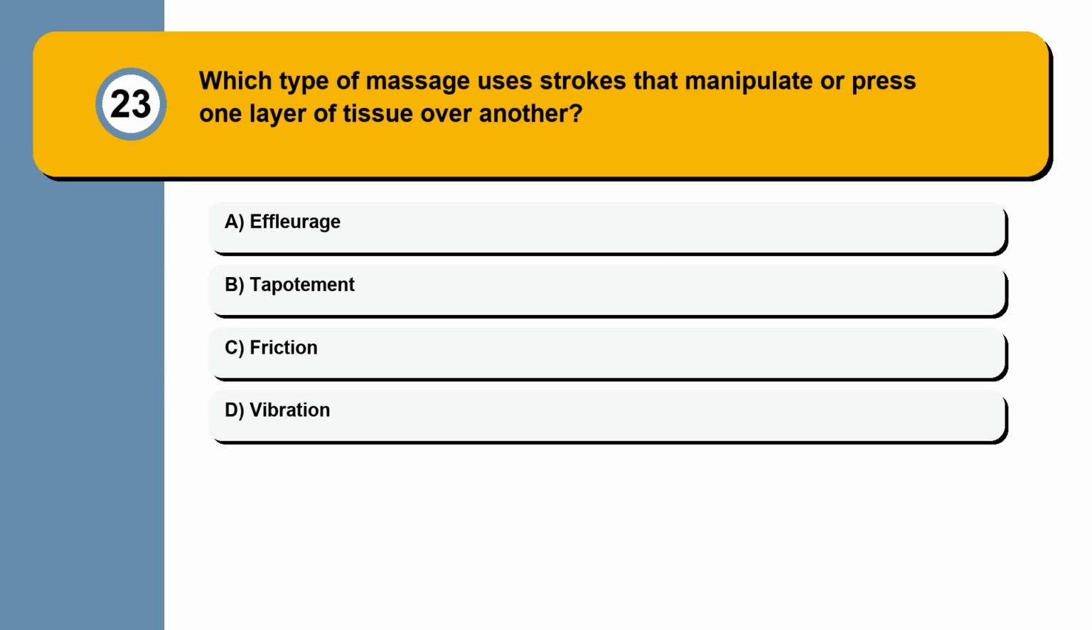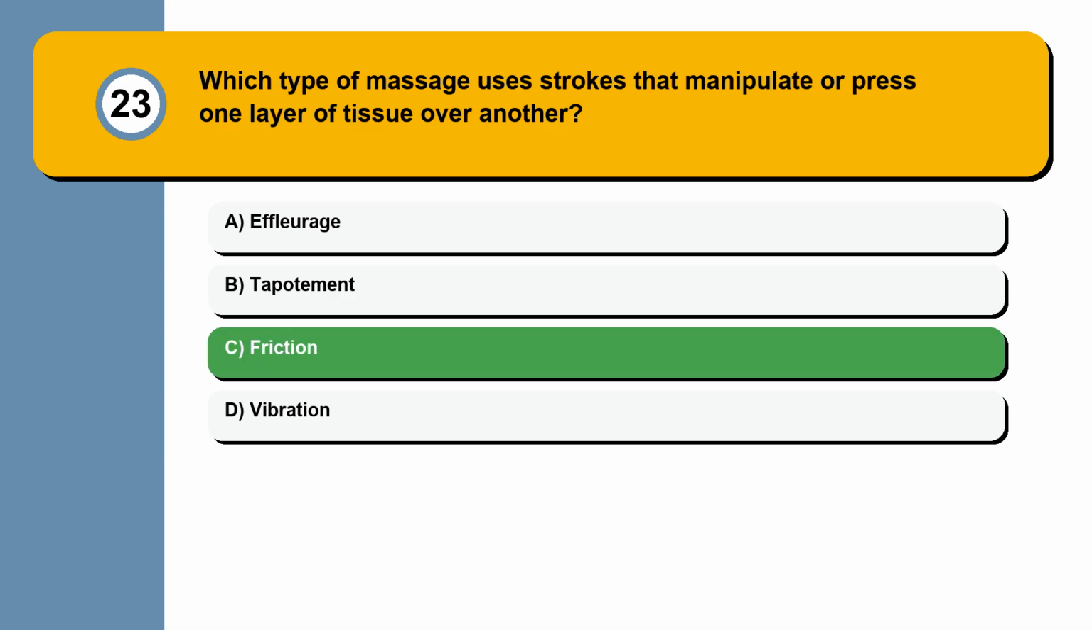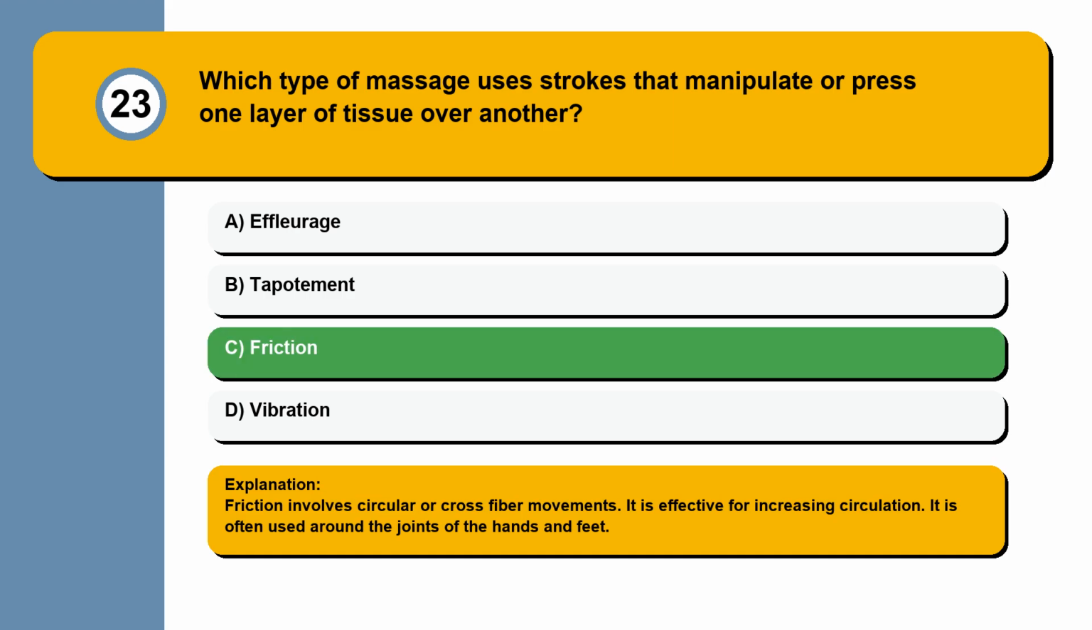Question 23. Which type of massage uses strokes that manipulate or press one layer of tissue over another? Effleurage, tapotement, friction, vibration. Friction involves circular or cross-fiber movements. It is effective for increasing circulation. It is often used around the joints of the hands and feet.